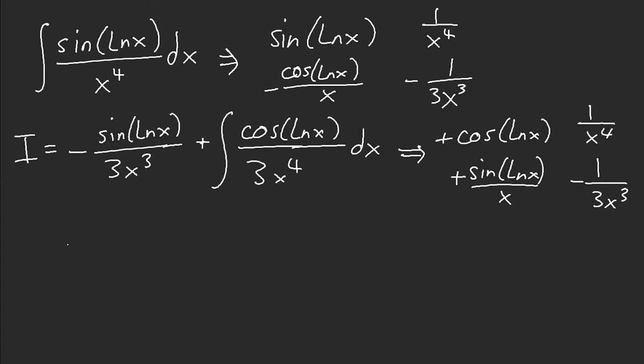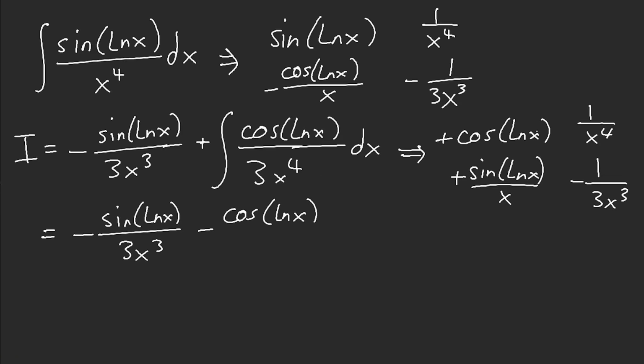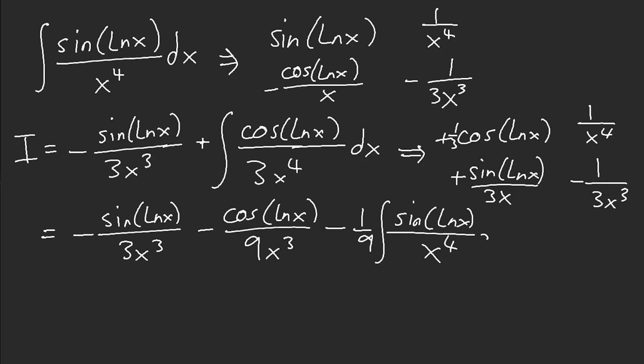And so now we get, just rewrite this, plus this is now minus cosine ln of x. Don't forget this 3, okay? Do not forget that 3. If you need to, you can put it here so that you don't forget that 3. Okay, so this is now like 9x cubed, and then here this is like 1/9 of sine ln of x over x to the 4th.